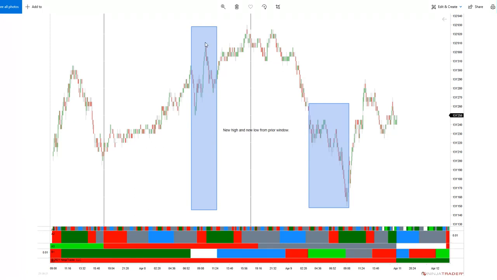We make a new high in our white timing window, and then we have a green timing window the next day on the 9th where we make a low. So the timing windows are just as effective here as on any other market. They work everywhere.